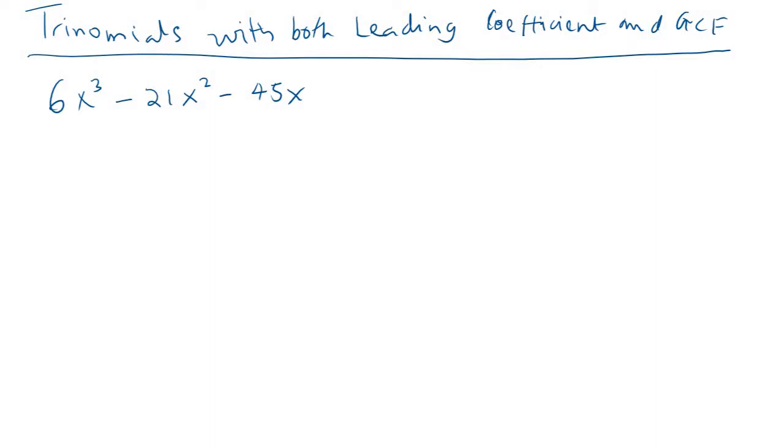So here's the next example. I think it's number 5 now. We're on number 5 of factoring polynomials. This time we're going to factor trinomials that have both a leading coefficient as well as a GCF. It has two things, okay? Here's an example to show you what to do with those kinds of trinomials.